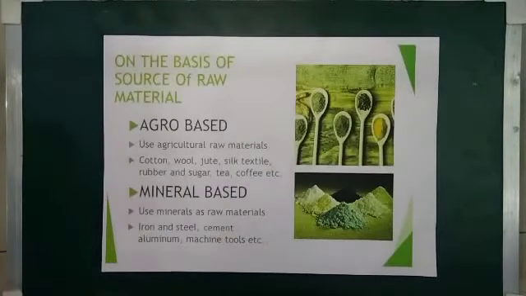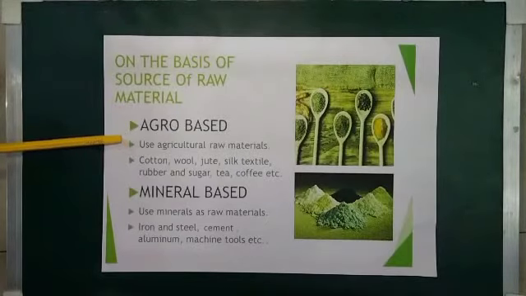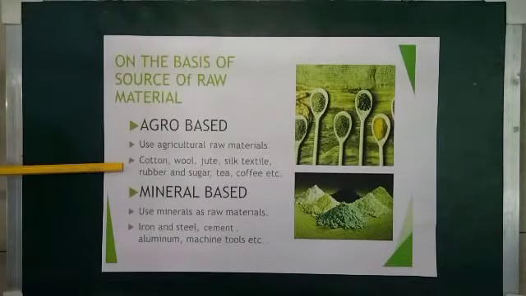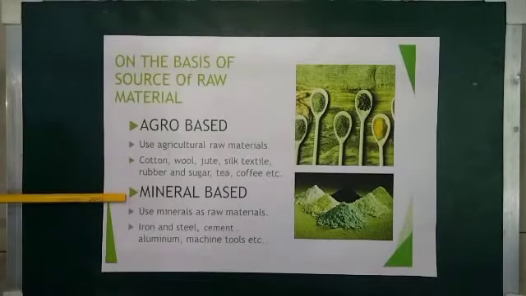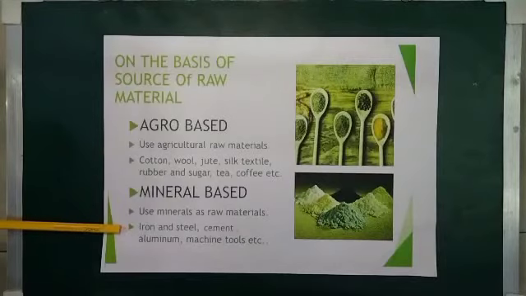Now let us study about the classification of industries on the basis of sources of raw material. Those industries where raw materials come from agriculture are called agro-based industries. Example, cotton, wool, jute, silk, etc. Those industries where minerals are used as raw material are called mineral-based industries. Example, iron and steel, cement, aluminium, etc.